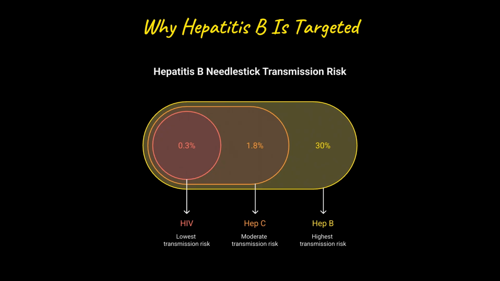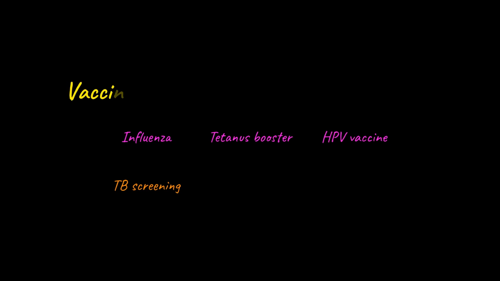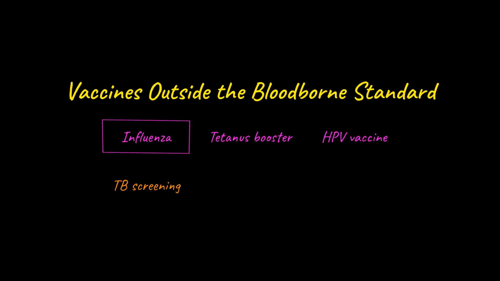So, up to 30% per exposure, the virus circulates at extremely high concentrations in infected blood, and a safe, effective vaccine has been available since the early 1980s, making prevention both practical and highly effective. Influenza, tetanus, HPV, and tuberculosis screening programs are real and important in healthcare settings, but none of them fall under the OSHA bloodborne pathogen standard's required offer.